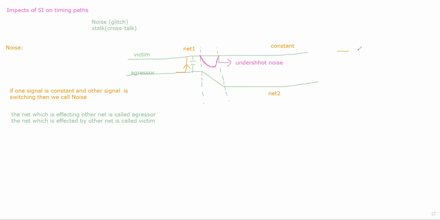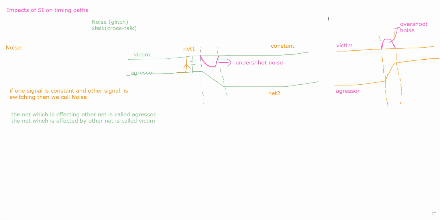Similarly, let's take another example where you have a victim net and an aggressor net. Let's say this is the aggressor and this is the victim. The aggressor is switching from logic 0 to logic 1 in this time, so the victim also will try to switch from constant to logic 1. That's the reason you get some kind of noise or glitch. What can we call this? Overshoot noise, or overshoot glitch.